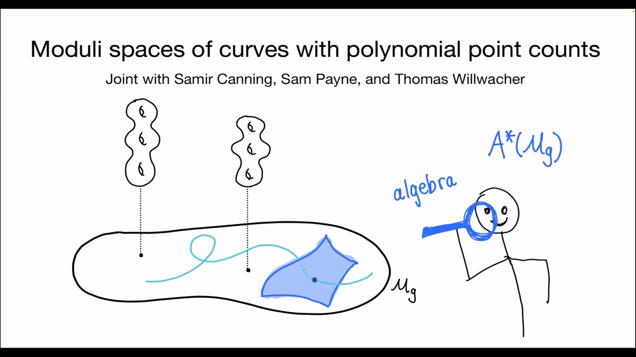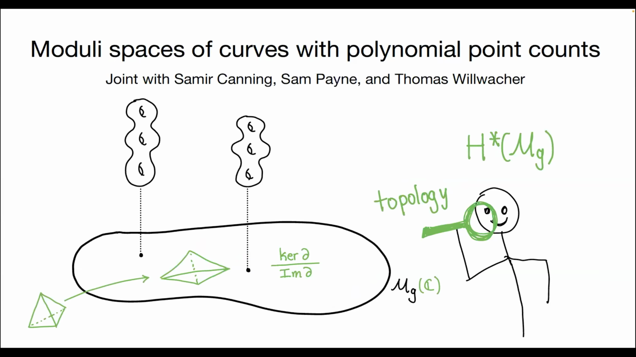So our first invariant is algebraic in nature. It's the Chow ring. This is something that captures information about all of the algebraic subvarieties of M_g and how they intersect each other. Our second invariant is topological. Now we're going to think about the complex points of M_g in the classical topology, and we'll look at their singular cohomology.